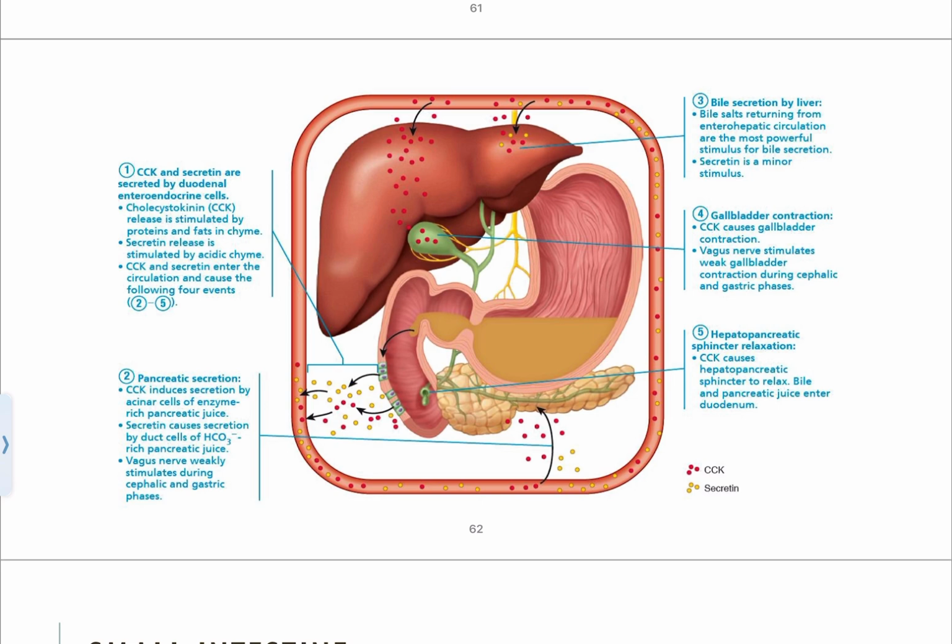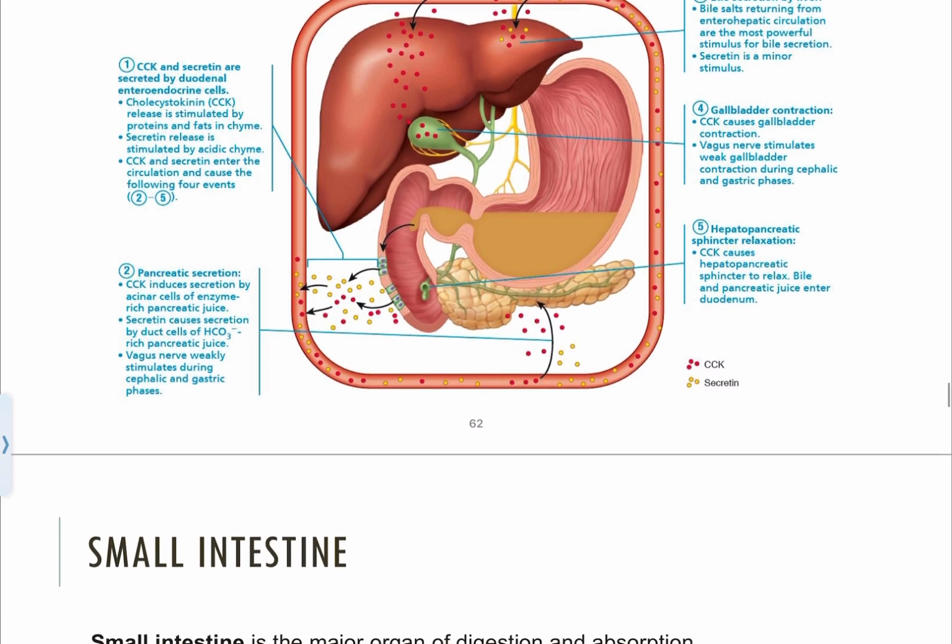As far as gallbladder contraction goes, CCK causes gallbladder contraction and would cause bile secretion because of the contraction. And if we're talking about hepatopancreatic sphincter relaxation, the CCK causes the hepatopancreatic sphincter to relax, and the bile and the pancreatic juice can enter into the duodenum.